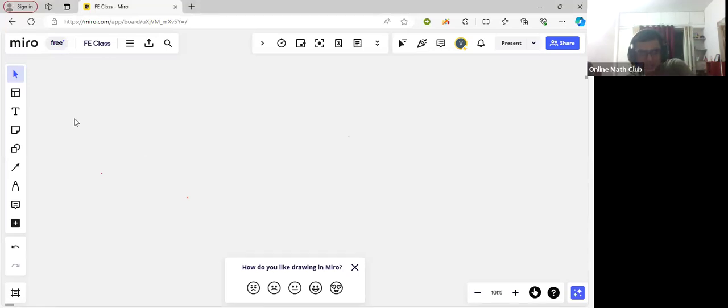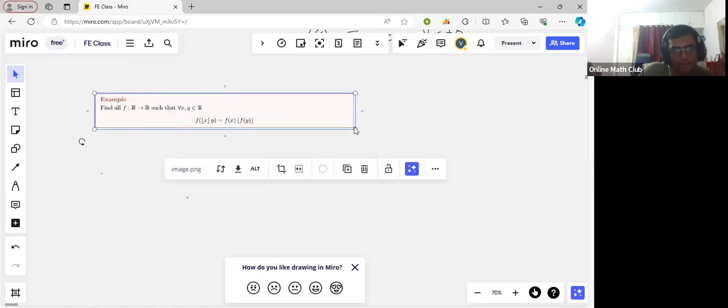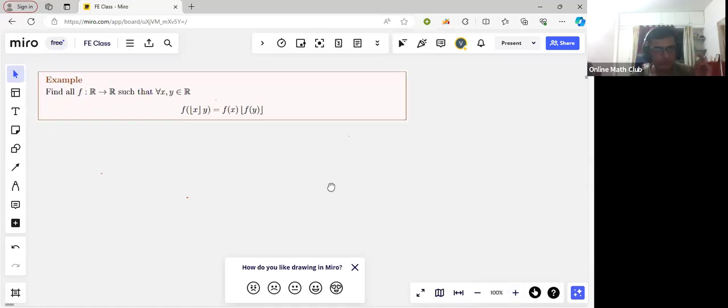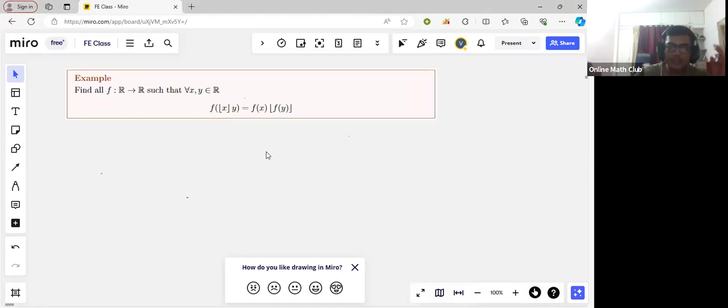So now let's try this problem. You can try this problem for some time and let me know if you have any ideas.